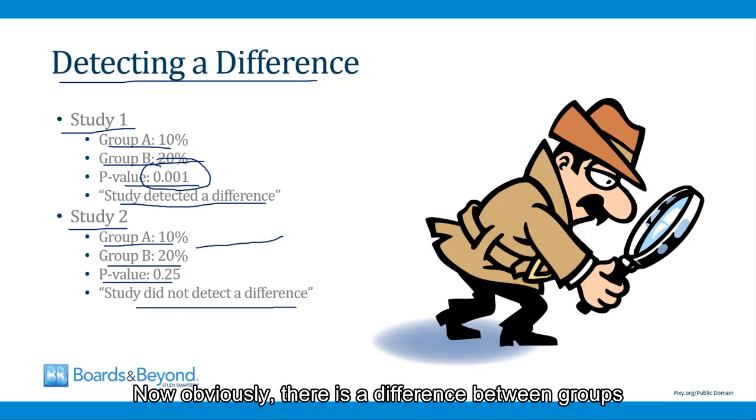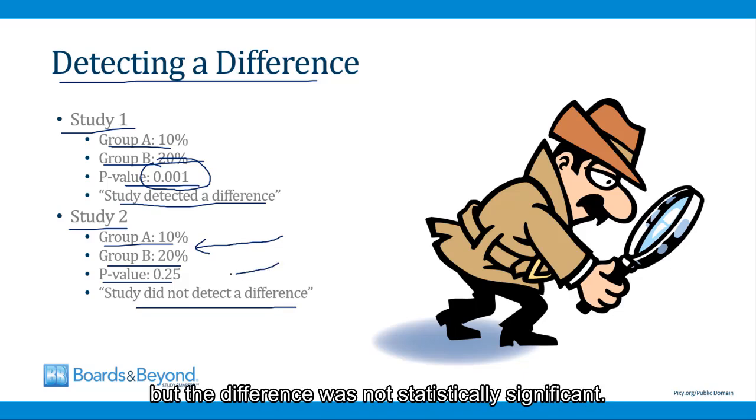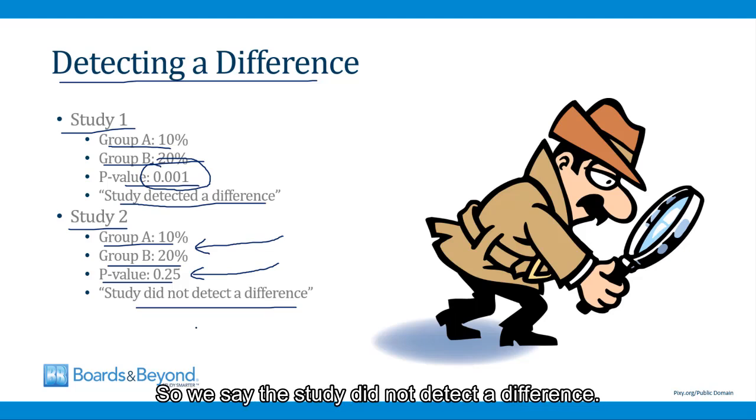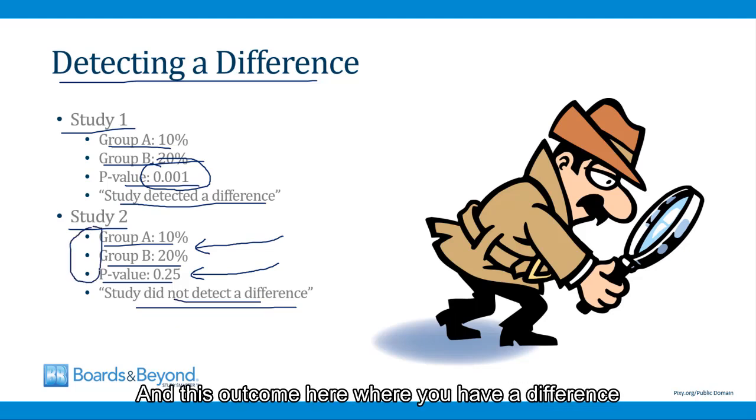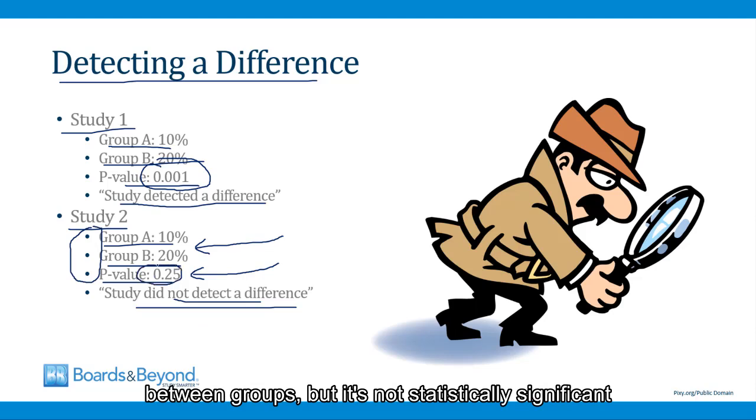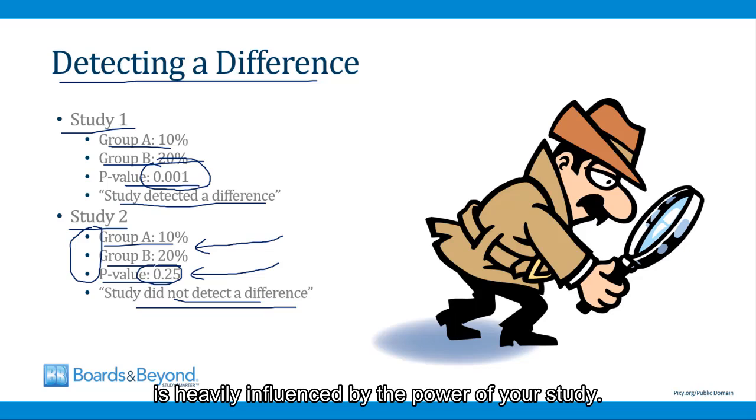For this study, we will say the study did not detect a difference. Now obviously there is a difference between groups, but the difference was not statistically significant. So we say the study did not detect a difference. And this outcome, where you have a difference between groups but it's not statistically significant, is heavily influenced by the power of your study.